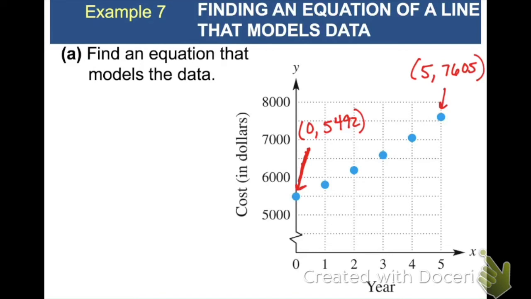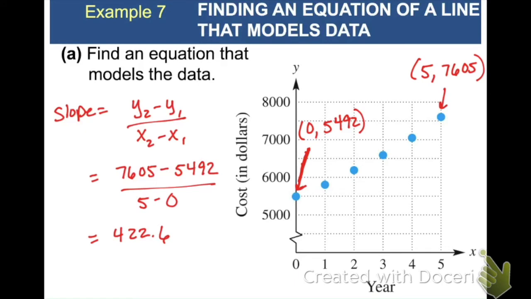So I'm going to find the slope. I'm going to use these 2 points. I'm going to find the slope y2 minus y1 over x2 minus x1. Okay, so if I use that slope formula, I get my slope to be about 422.6. So my slope is positive 422.6. So in this specific situation, that's telling me that tuition is going up by almost $423 per year.